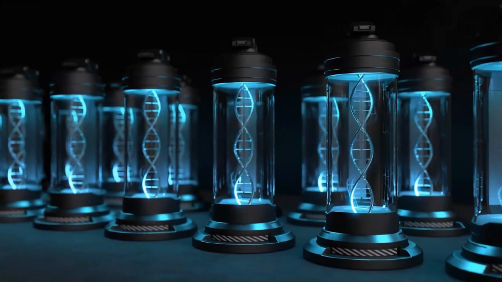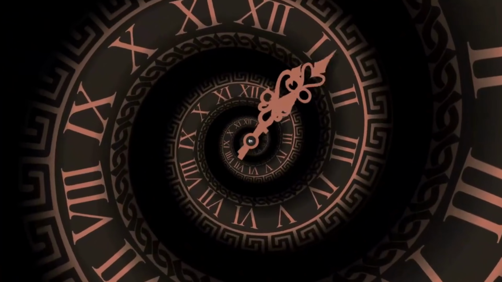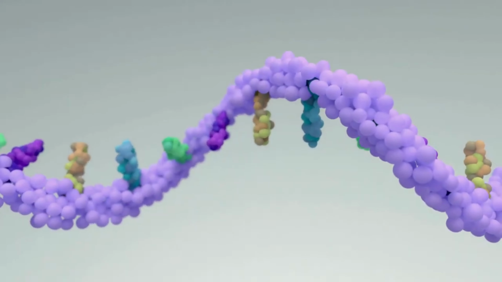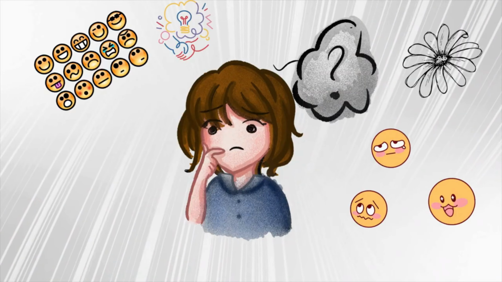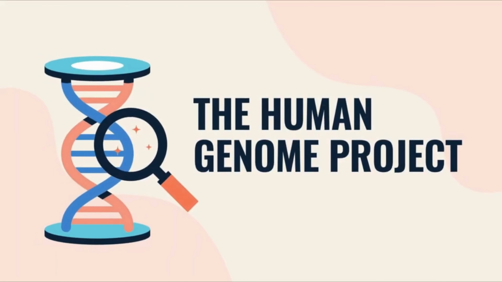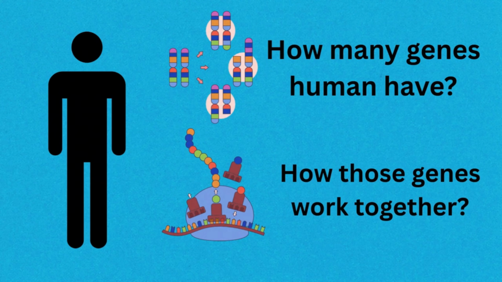Now, something unexpected started to happen. As the pages of the DNA book were being put together, scientists began to notice patterns, and some of them were shocking. For a long time, people believed that humans must have an enormous number of genes. After all, we are complex. We think, feel, create, and suffer from thousands of diseases. But when the Human Genome Project counted them, the number came out to only about 20,000. That's not much more than a mouse. It meant something important. Being human is not about having more genes. It's about how those genes work together.